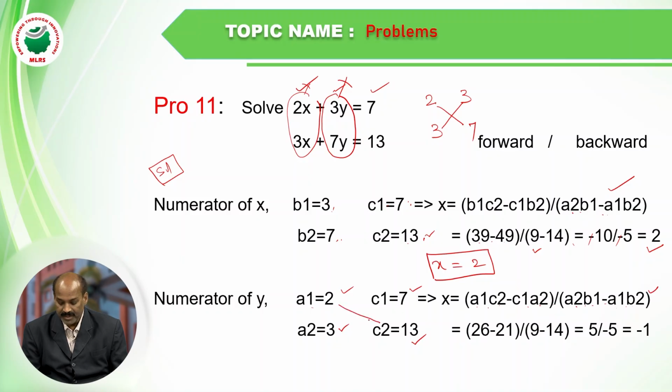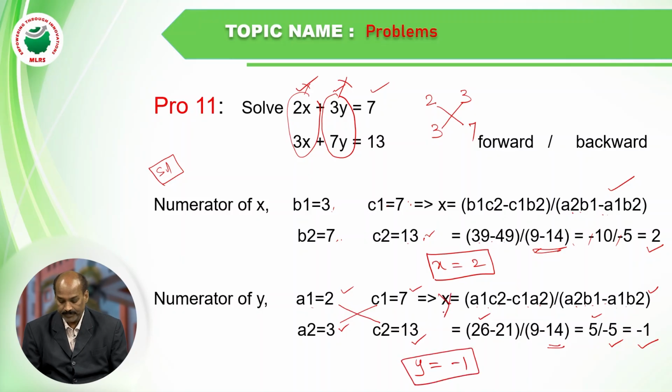Forward, 2 into 13, 26 minus, and this into this, 3 into 7, 21, divided by the denominator, which is the same in both x and y. That's why you write directly this 9 minus 14. So this is equal to 26 minus 21, 5, and 9 minus 14, that is minus 5. So 5 by minus 5 is equal to minus 1. So therefore y value is given by minus 1.